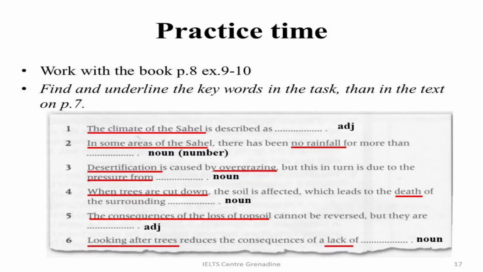Okay, let's have a look at the slide and check. Number 1, the climate of the Sahel. Number 2, in some areas of the Sahel, no rainfall. Number 3, desertification, overgrazing. Keep in mind names, dates, terms, those words that do not have synonyms or just a few of them. Number 4, trees cut down and death. Number 5, the consequences of the loss of topsoil. Number 6, looking after trees and lack. These are the keywords from the task.